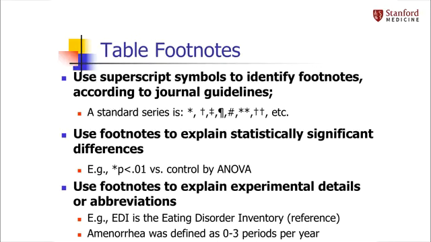If you're using footnotes to indicate statistically significant differences, make sure to be clear about exactly what comparisons were made, which groups were compared, and what statistical test was used. Also, use the footnotes to explain experimental details or acronyms. Again, the table has to stand on its own, so any acronyms or definitions or measurement conventions have to be defined within the table. The reader should not have to go back to the text to look those up.